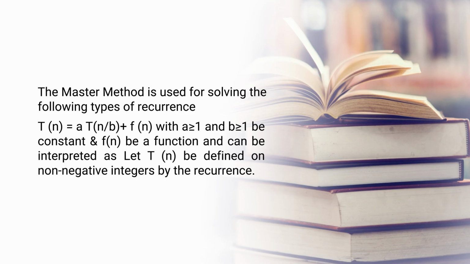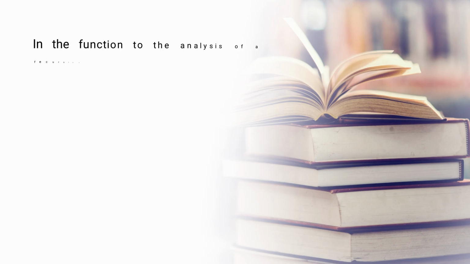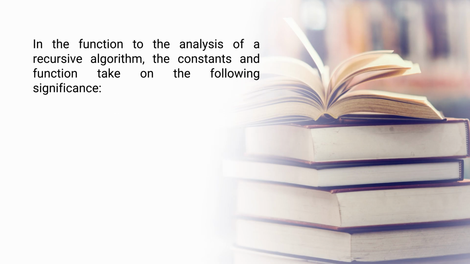We have to think about this, the standard form T n equal to A into T n by B plus F n, where A must be greater than or equal to 1 and B also must be greater than or equal to 1, and F n is a function, and it can be interpreted as, let T n be defined on the non-negative integers by the recurrence. In the analysis of recursive algorithms, the constants and function take the following significance.